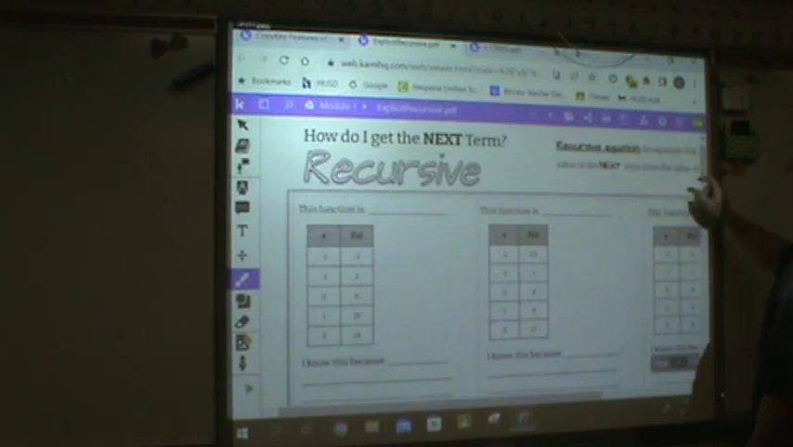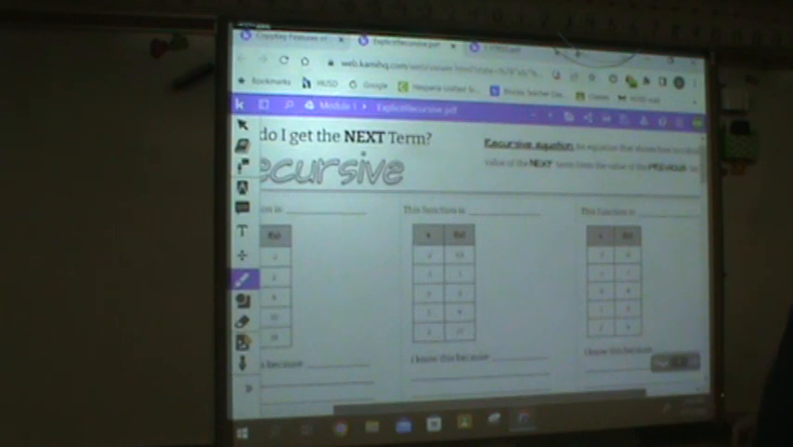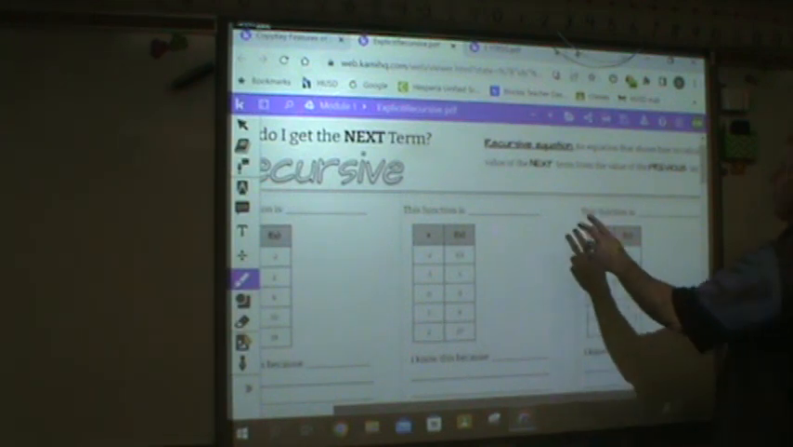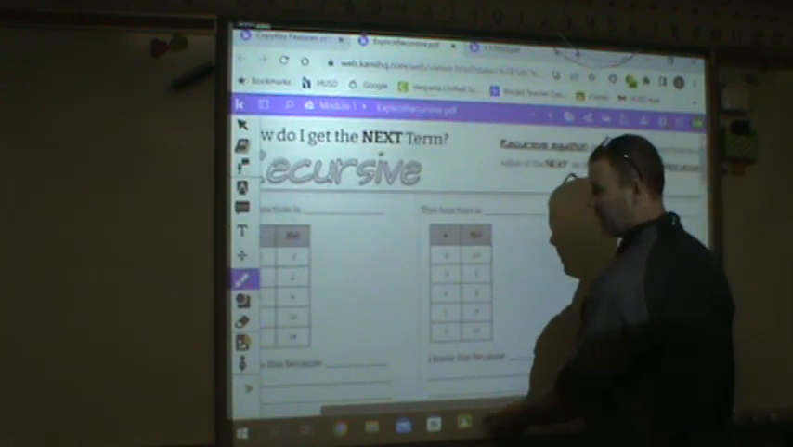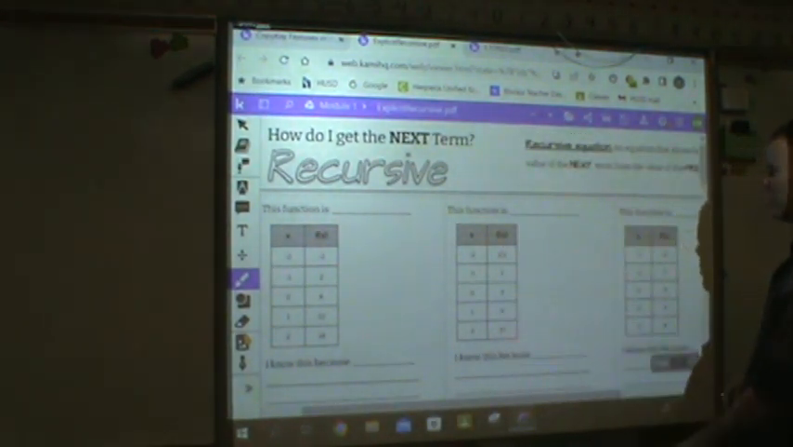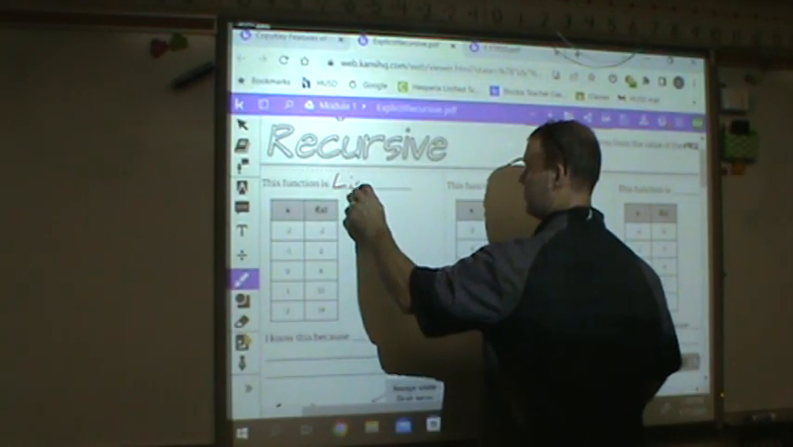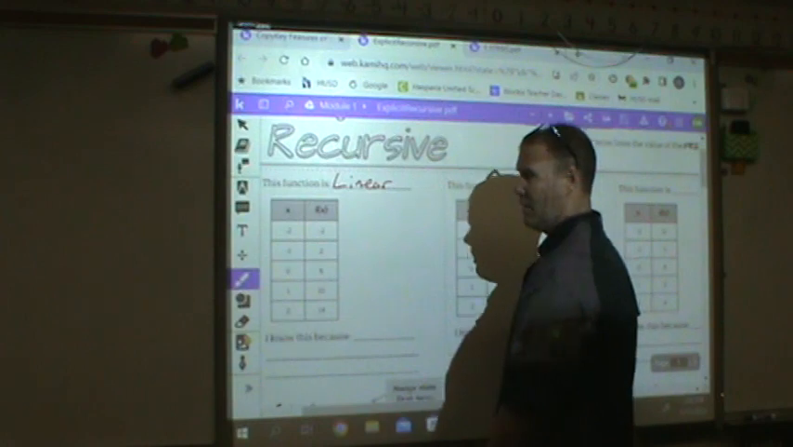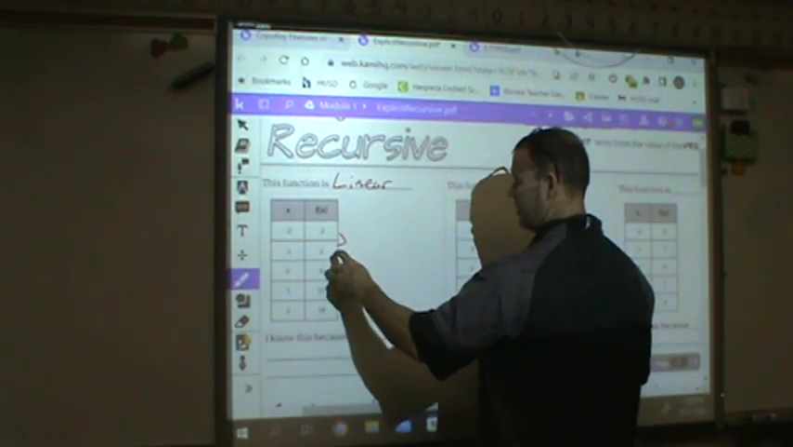Okay? A recursive equation is an equation that shows how to calculate the value of the next term based on the previous term. So I need to know something to calculate. So which type of function is the first one here? The first one is a linear function. And how do I know that? Well, I've done this 5 times already. 1 is how I know. But how do I know it's linear?